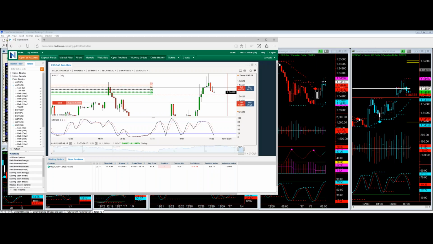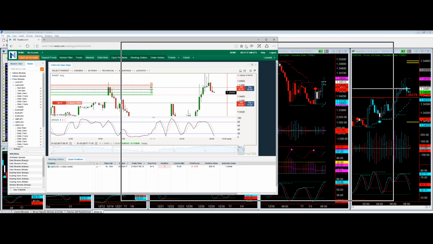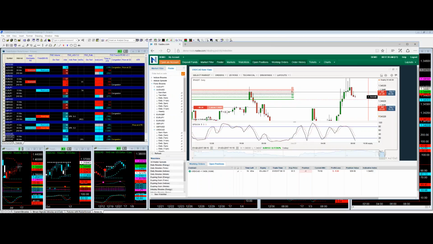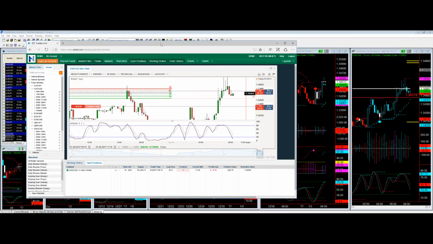Let me move this over so we can see if another one comes in. And what I would be looking at was price at an ATR. I already know I don't want to take the USD JPY, so I'm not looking at that one. Just not seeing anything else right now.